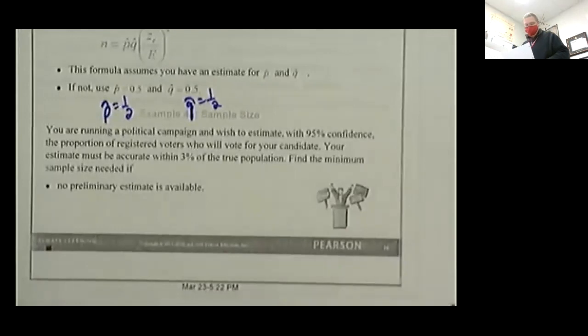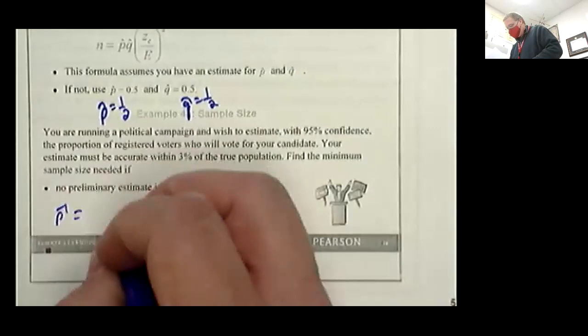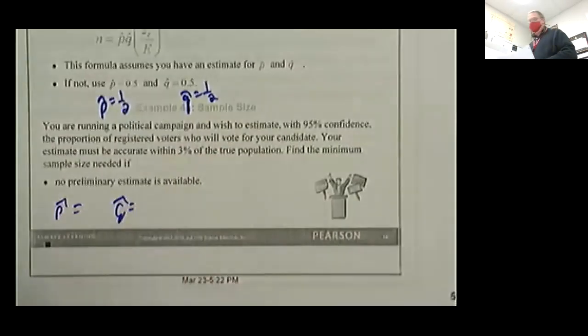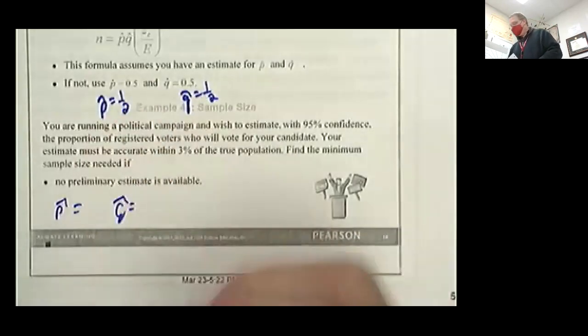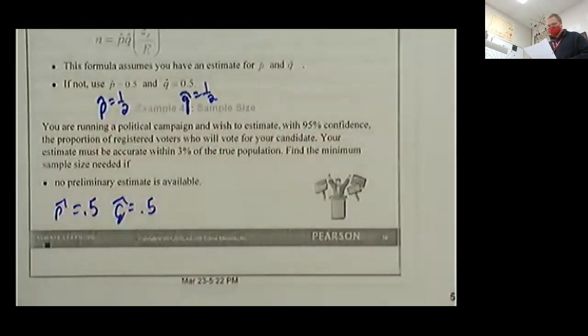So here we go. Example 4: you are running a political campaign in which you want to estimate, with 95% confidence, the proportion of registered voters who will vote for your candidate. Your estimate must be accurate within 3% of the true population. Find the minimum sample size needed. So we need to identify our pieces. First we need our p hat and our q hat. Notice they don't give us a p hat and a q hat. Therefore, we're just going to use a p hat of 1/2 and a q hat of 1/2.